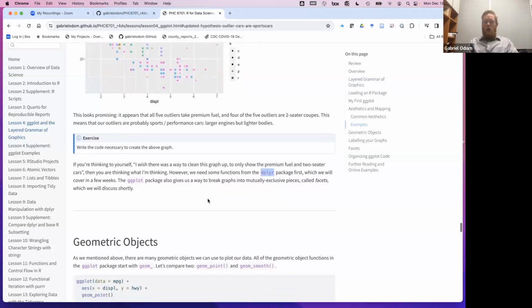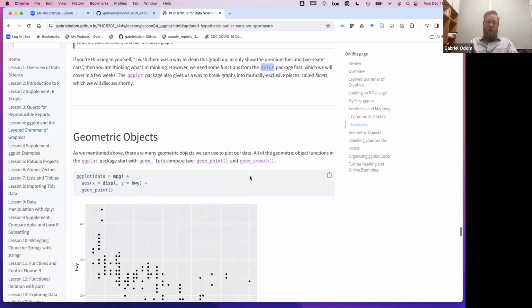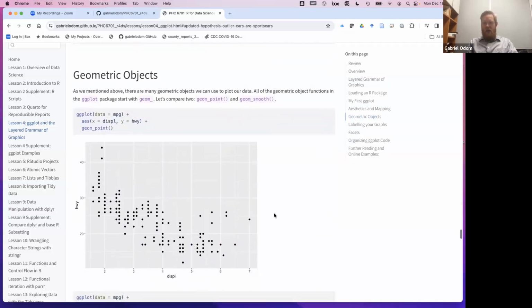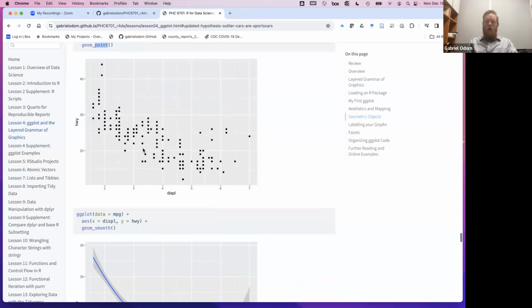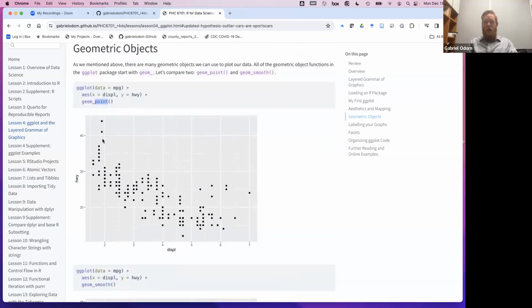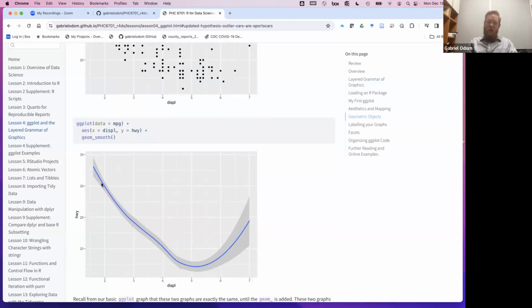All right, so that's about all that I want to talk to you about as far as aesthetics, and then geometric objects. So there are a lot of geometric objects. We started off with geom point, though, but we could have done something else with this data. We could have instead done a smoothing spline. And if this is what we wanted, then we would build a smoothing spline that looks like this, and it does show the relationship between the engine size and the highway economy.